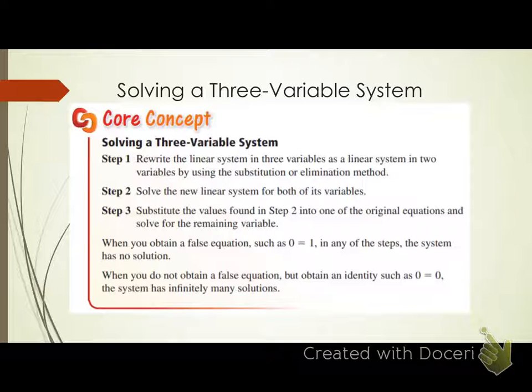When the variables cancel each other out and I get an identity such as 0 equals 0, then the system has infinitely many solutions, also just like in the past. So if your variables cancel each other out and I get a true statement, I get infinitely many solutions. You guys remember that from two variables? For the most part, hopefully.